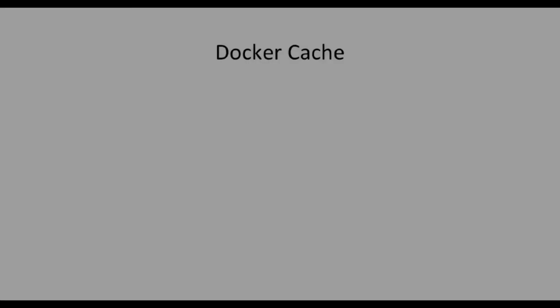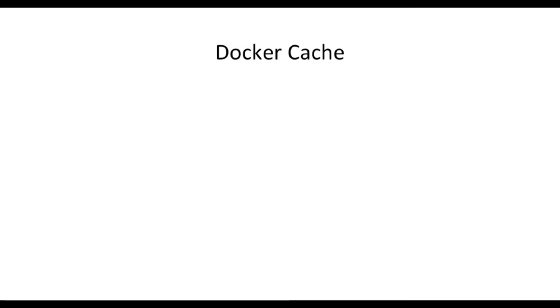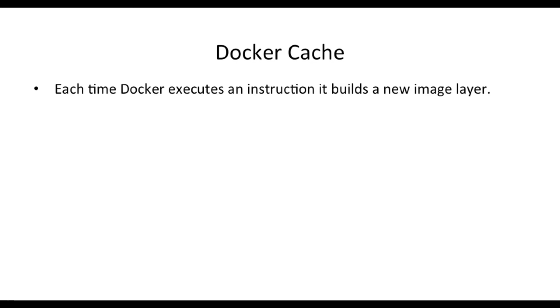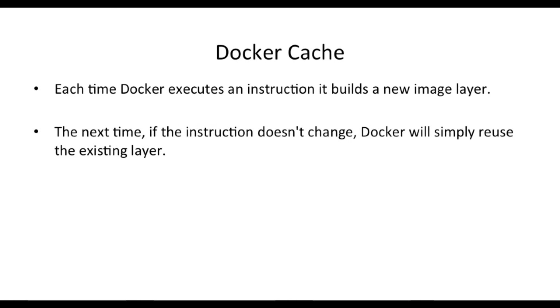The next topic we're going to talk about is the Docker cache. You probably have already noticed, the last docker build is much faster than the first build. That is because of the Docker cache. Each time Docker executes an instruction, it builds a new image layer. The next time, if the instruction doesn't change, Docker knows the image layer already exists, and rather than building it again, Docker will simply reuse the existing layer.